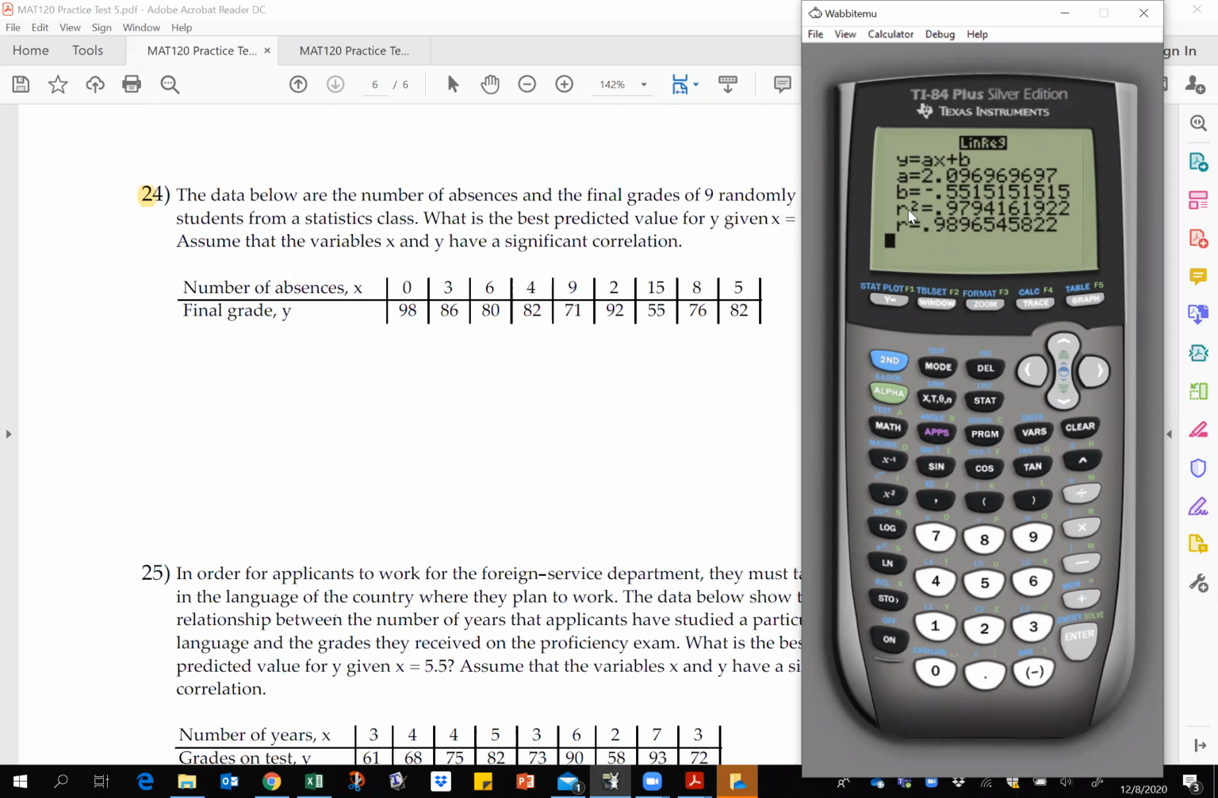And then the coefficient of determination, the thing that we call R squared, that's literally directly above it. That's the 0.979. So if you're ever looking for the Pearson R value, the correlation coefficient, or the coefficient of determination, R squared, those are both highlighted when we do the linear regression.